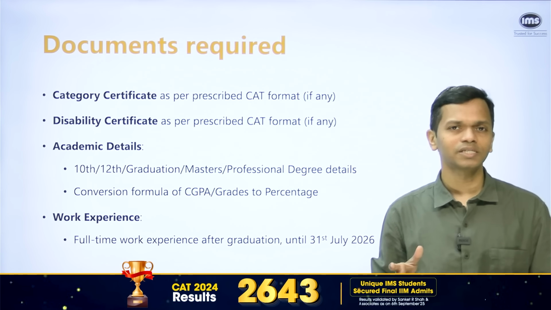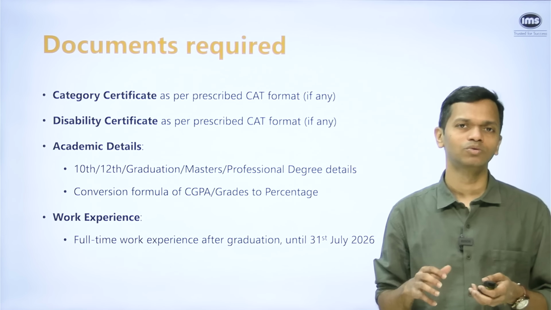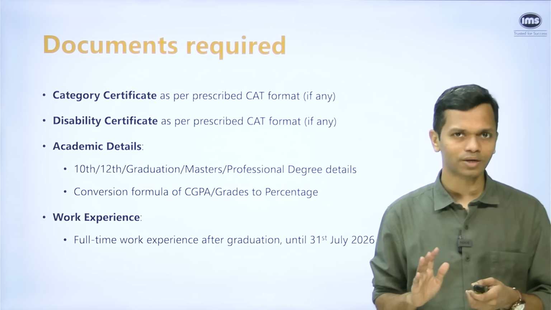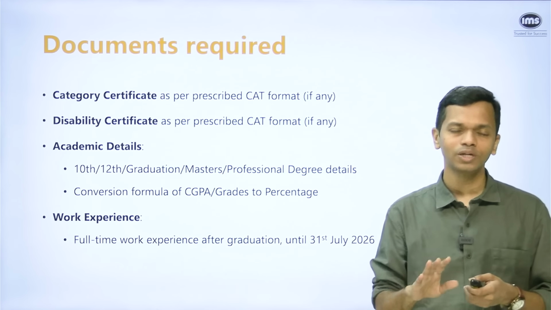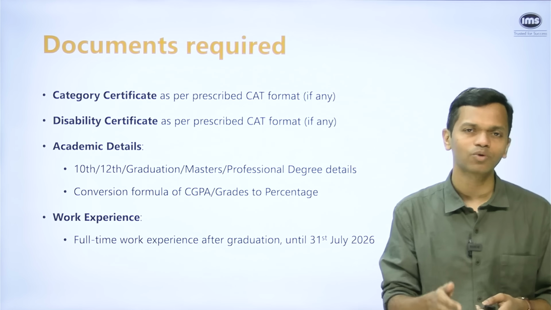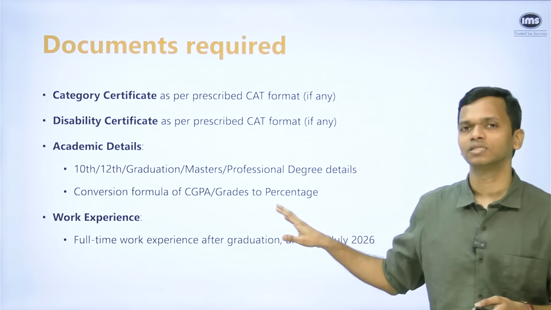Now, what the CAT authority says is that if there is no conversion formula, in that case, you can use your obtained CGPA divided by maximum CGPA into 100. That is possible to do only if there is no specific formula which is given by your university or board to convert CGPA or grades to percentage. If that formula is there, you need to use that.